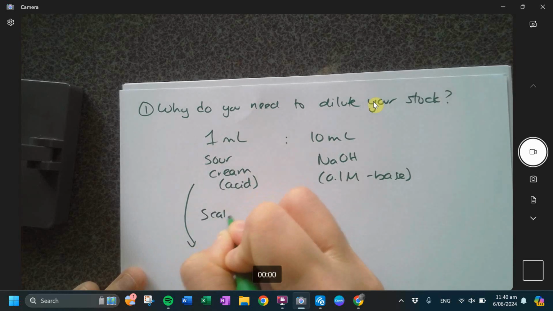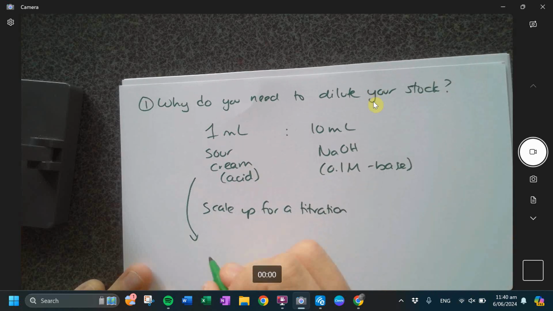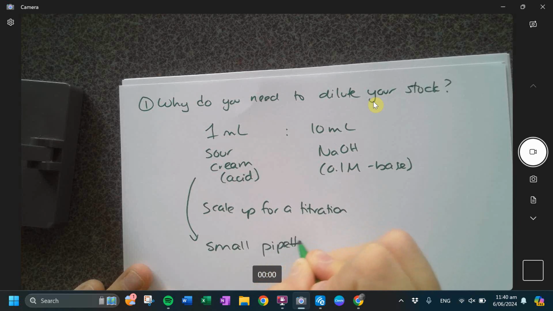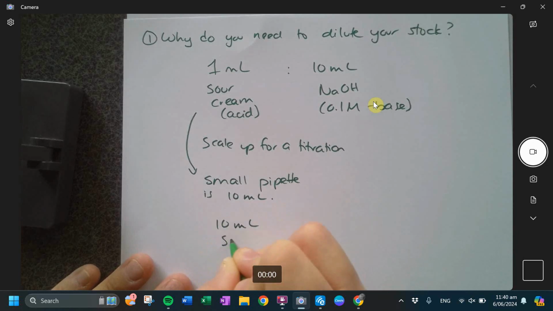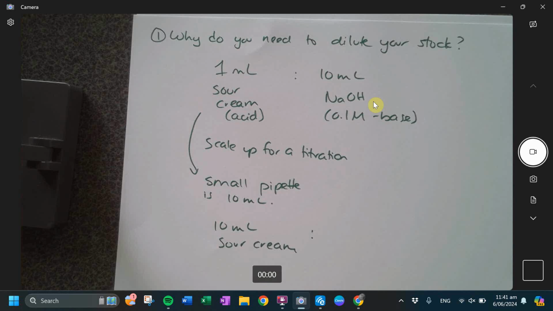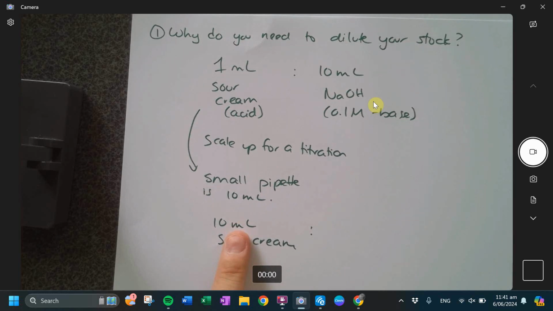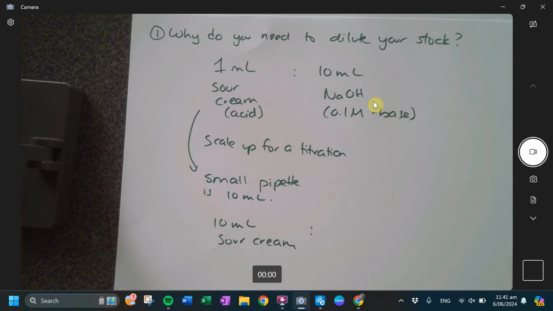So if we're going to scale up for titration, smallest pipette is 10 milliliters. So I would need to use 10 milliliters of my sour cream. If I was to do this, and this is a 1 to 10 ratio, how much base would I need? Is it 10 to 10? If 1 mil of acid requires 10 mils of base, if I had 10 mils of acid, how much base would I need? 100.